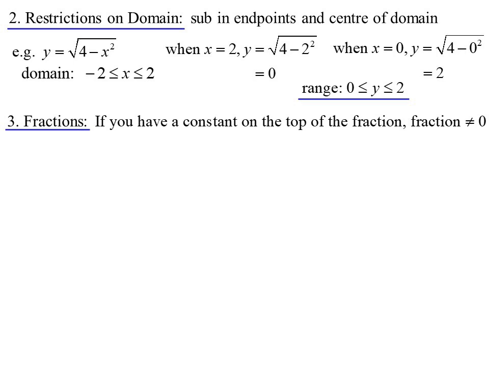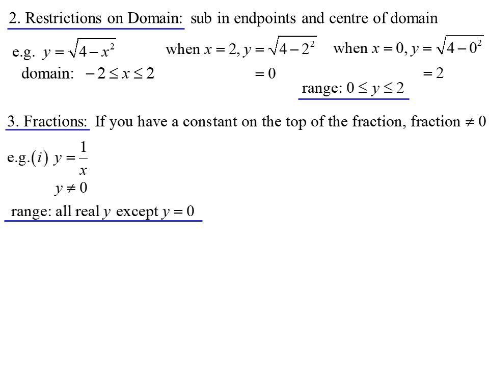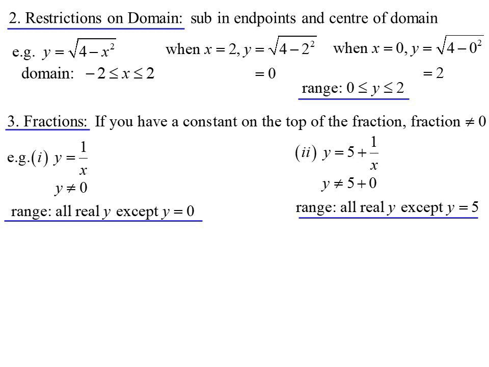Fractions. What happens with fractions? Well, if I've got a constant on the top of the fraction, then that fraction can never equal 0. I can't divide a constant number by something and get an answer of 0. Can't be done. Our basic hyperbola then. I've got 1 on the top of the fraction. So I know that fraction, which is y in this case, can't equal 0. So range will be everything except that y equals 0. 5 plus that, similar deal, the fraction can't equal 0, so therefore the whole thing can't equal 5. There's my range, everything except y equals 5.